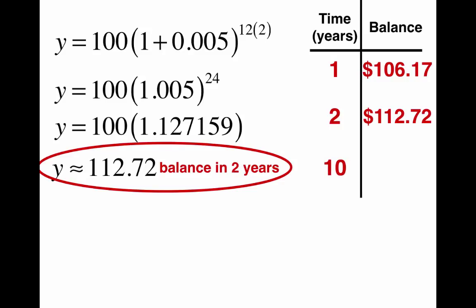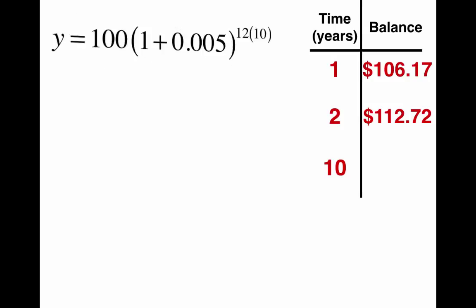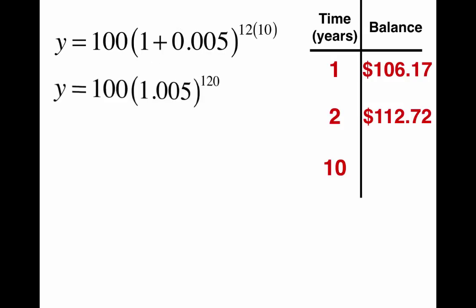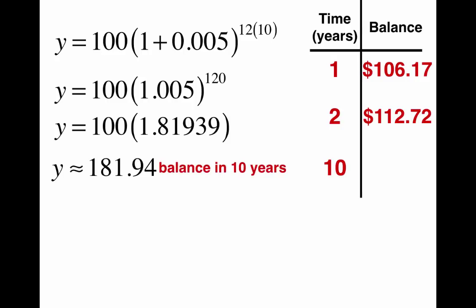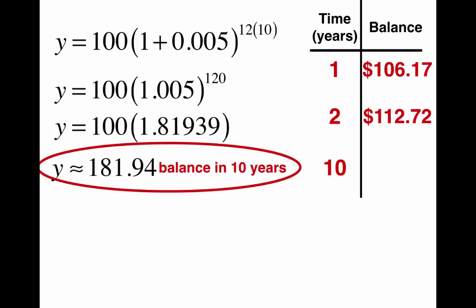Okay, well, what if we went farther out in the future to like the 10th year? What would that be? Well, we would go back and change it to 10 years for time, so it'd be 12 times 10. So we'd be doing 1.005 to the 120th power. Oh man, that decimal is 1.819 times 100, so it's $181.94. So in 10 years, if your money is just sitting there doing nothing, it would have grown to $181.94. And you didn't do anything, it just sat in your bank account.